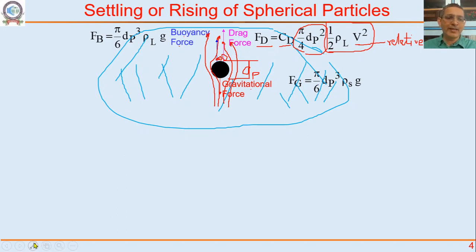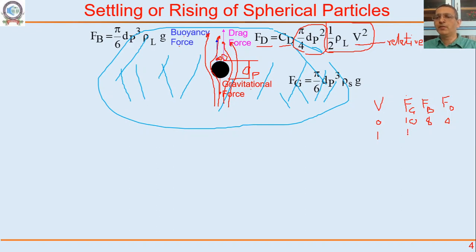So imagine that initially, let's say velocity is 0. Let's write these three forces: gravitational force, buoyancy force, and drag force. Gravitational force is, let's say, 10. Some value, just take 10. Buoyancy force is, let's say, 8. The drag force is 0. So there will be a 2 Newton downward force. It will accelerate the particle. Accelerate the particle means velocity will increase. Suppose velocity increases to 1.